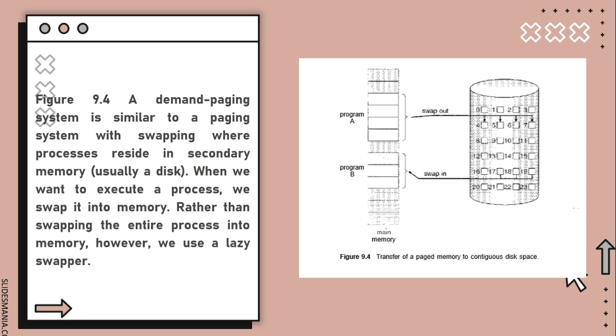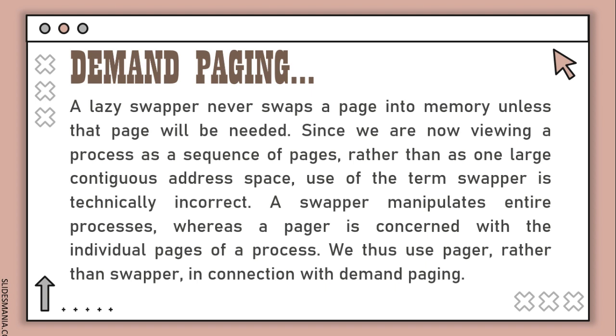This next picture shows a transfer of a paged memory to contiguous disk space. A demand paging system is similar to a paging system with swapping, where processes reside in secondary memory, usually a disk. When we want to execute a process, we swap it into memory. Rather than swapping the entire process into memory, however, we use a lazy swapper. A lazy swapper never swaps a page into memory unless that page will be needed.